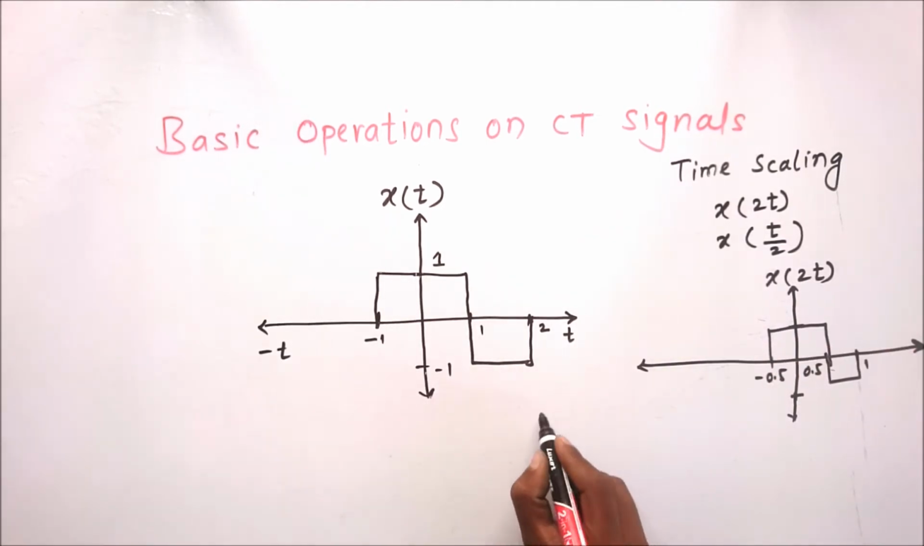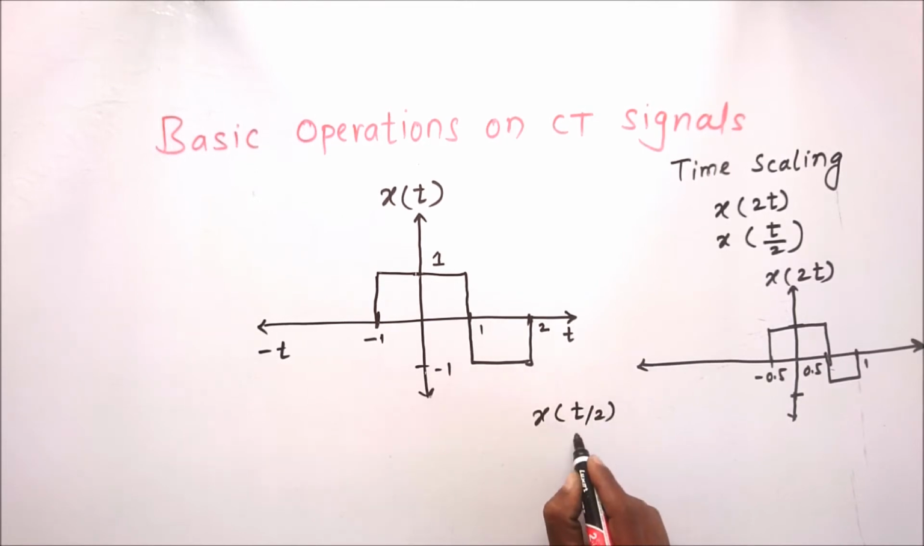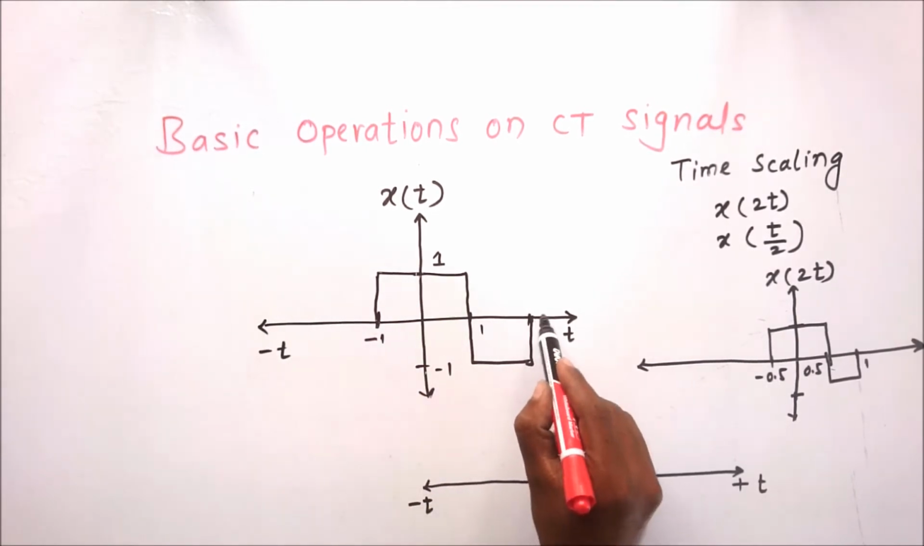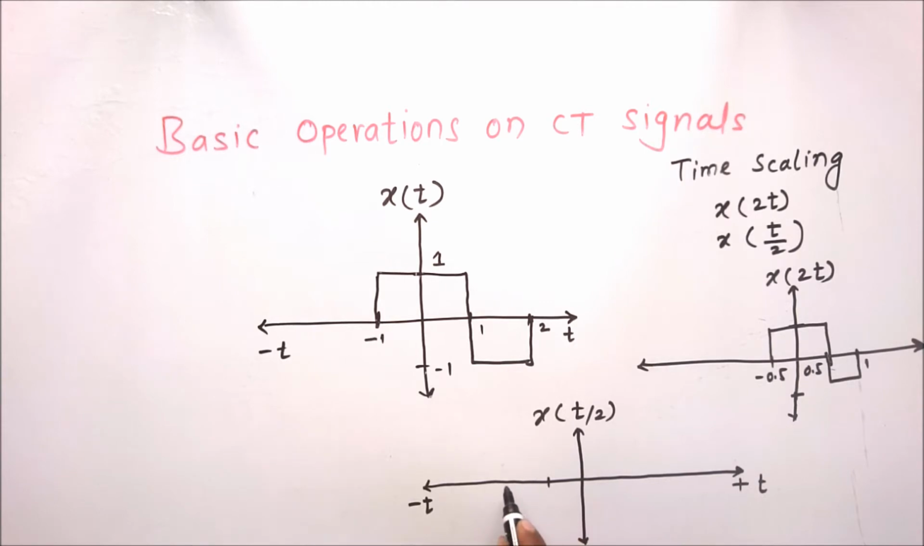Next operation is x of t by 2. Now in this operation, the values on the x-axis will be multiplied by 2. -1 will go to -2, and +2 will go to 4. So -1, -2, 1, 2, 3, 4. Amplitude will remain the same.